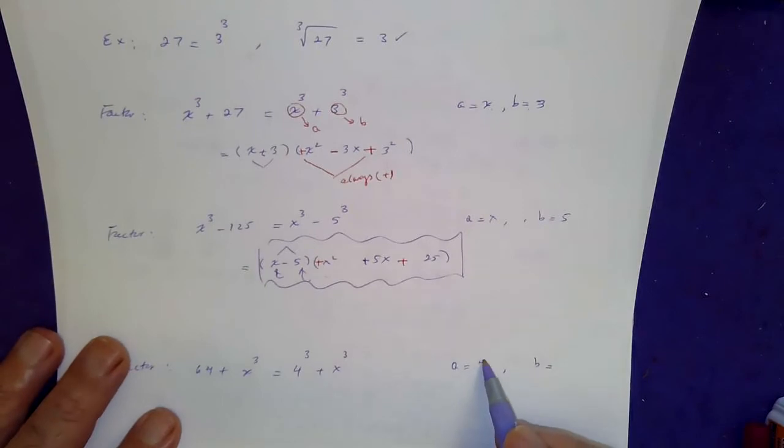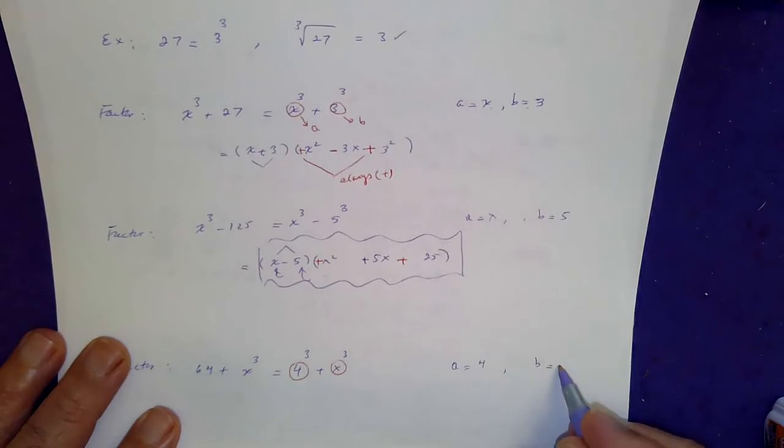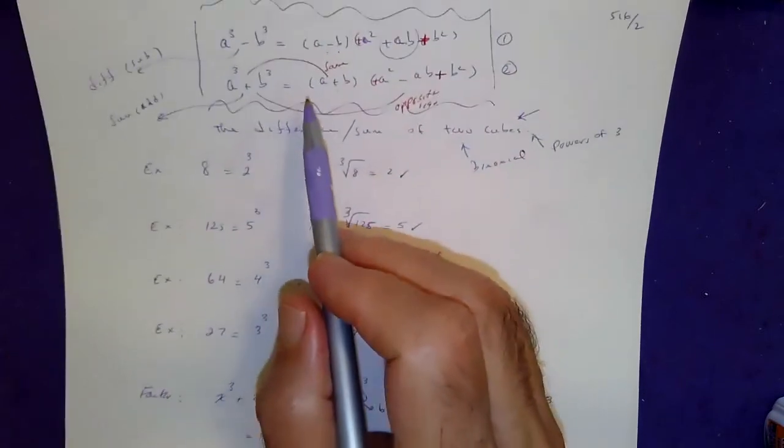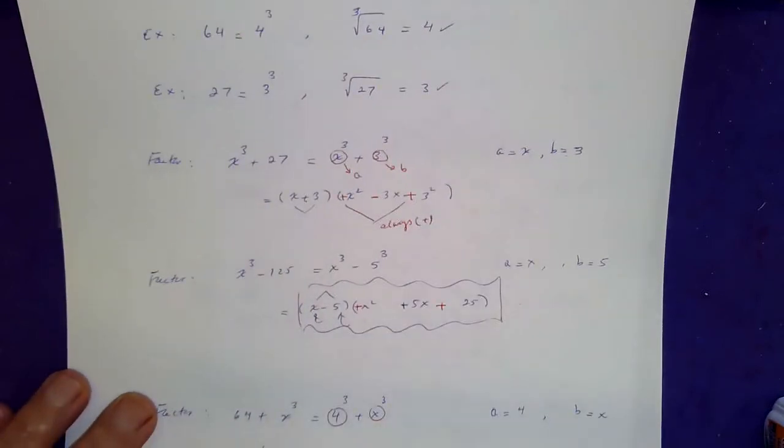In this case, a is 4. Remember, this is your A, this is your B. So B is x. According to formula number 2, this is the sum of 2 cubes. So the answer is 4 plus x times 4 squared, x squared. In the middle, multiply 4 times x.